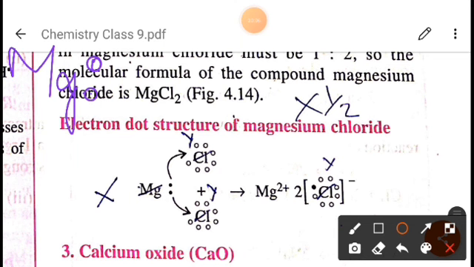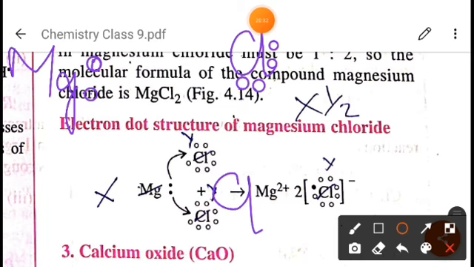Suppose one chlorine is here and another chlorine is here. Since we know that chlorine has 7 electrons in its outermost shell, we will draw 7 electrons: 1, 2, 3, 4, 5, 6, and one is the 7th here. Again for this one also, 1, 2, 3, 4, 5, 6, and one is here.